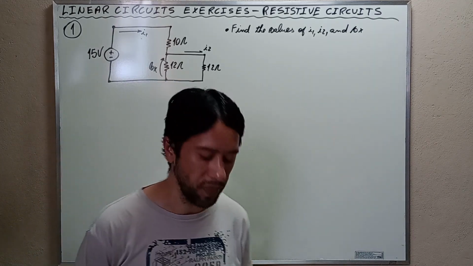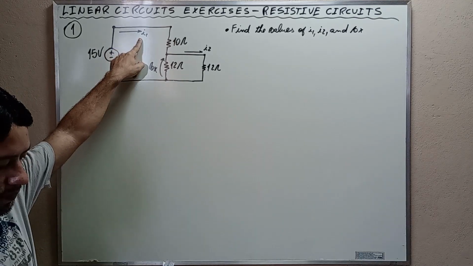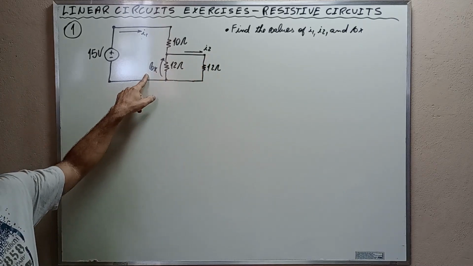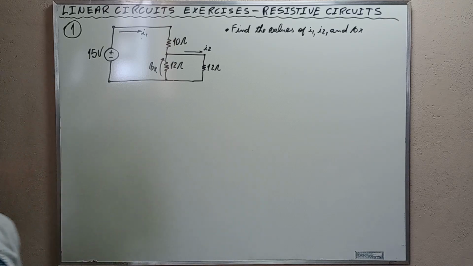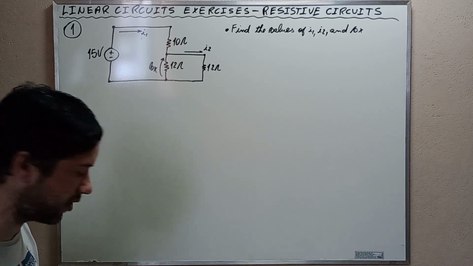Exercise number 1. Find the values of I1, I2, and Vx. Okay, my friends, this is the exercise. Let's go to the solution. To find the value of I1, it is necessary to first calculate the equivalent resistance of the circuit. So let's do it.